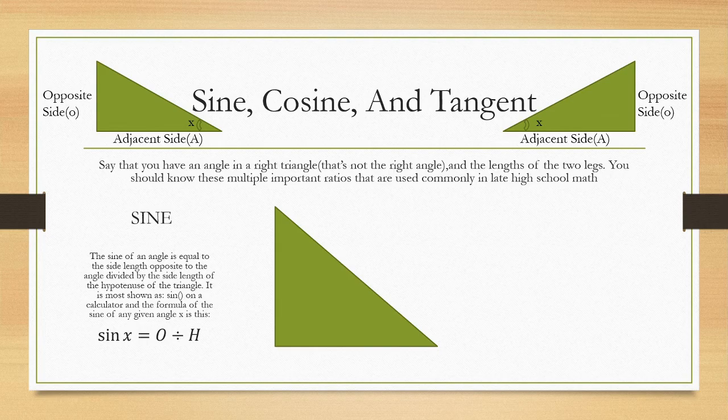So, for example, if we have x over here, that means the sine of x will equal the opposite side divided by the hypotenuse. So this would be O over H. And that means if we were to say O is equal to 2 and H is equal to 3, then the sine of x would equal 0.66, as 2 divided by 3 is equal to 0.66 repeating.